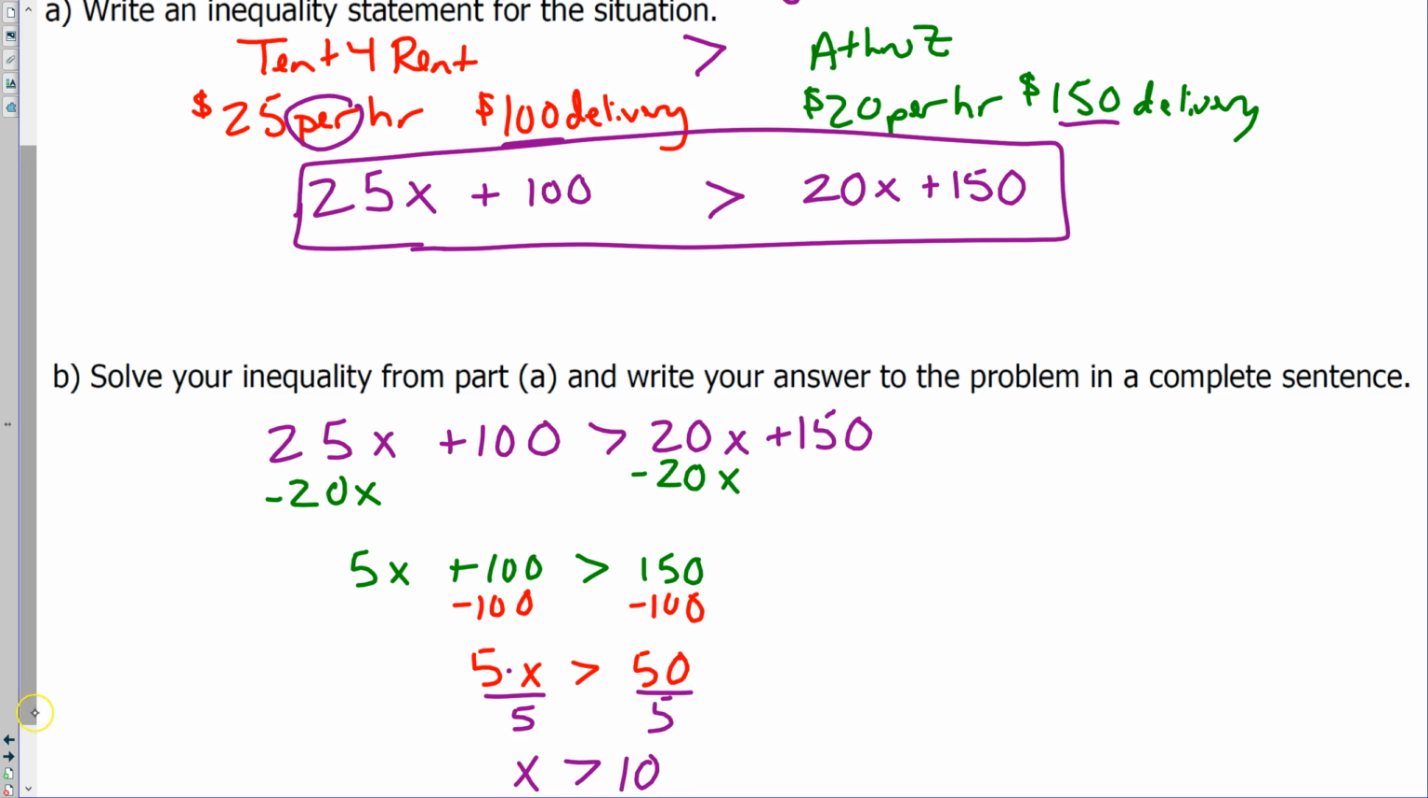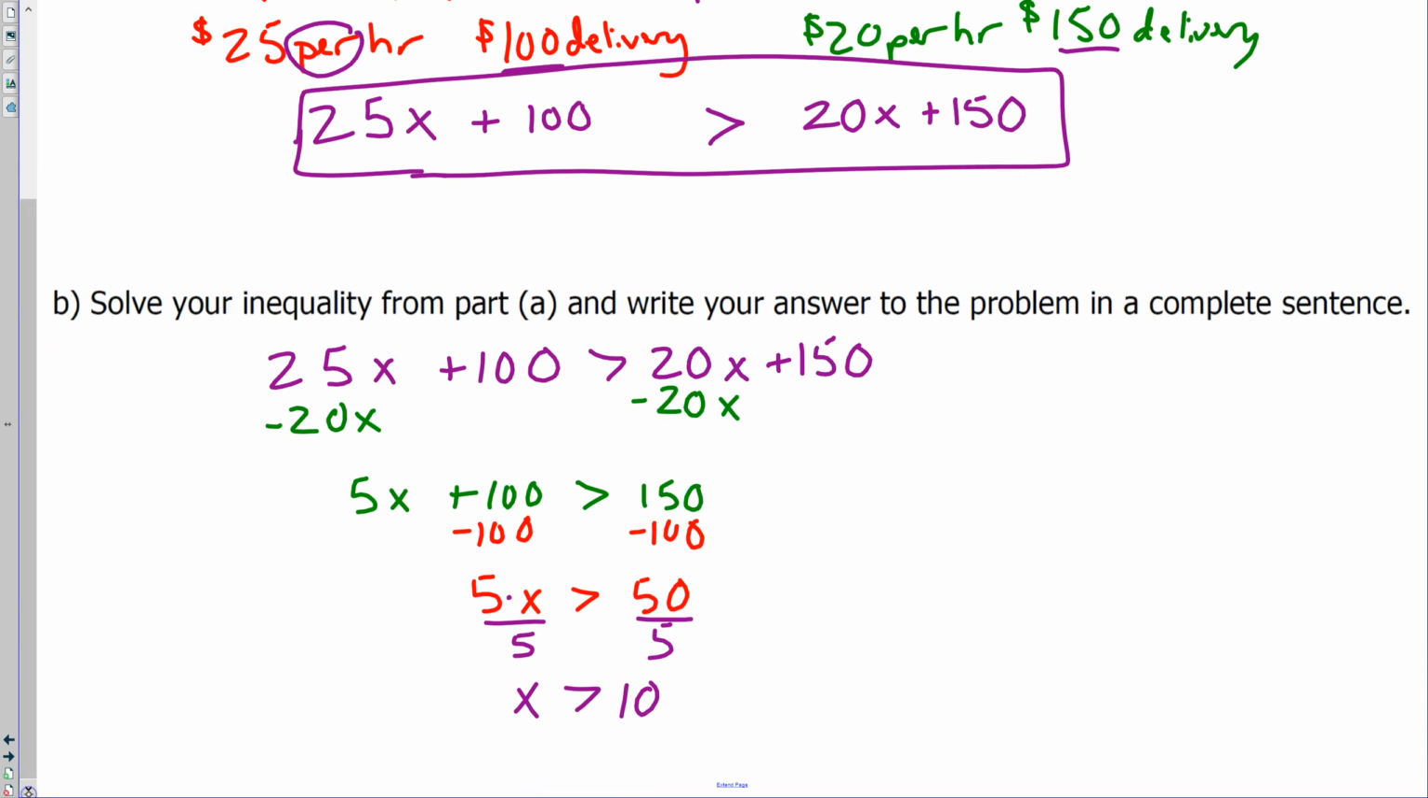So what does that mean for us? Well, we were figuring out when tent for rent would be more expensive. So tent for rent is more expensive when x is greater than 10. So x is our hours here. So if you are renting it for more than 10 hours, or after 10 hours, that's when it's more expensive.